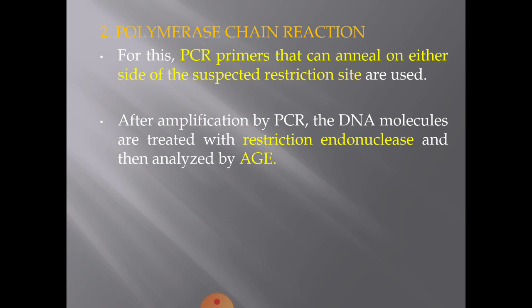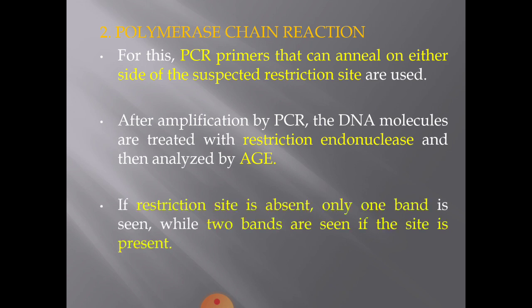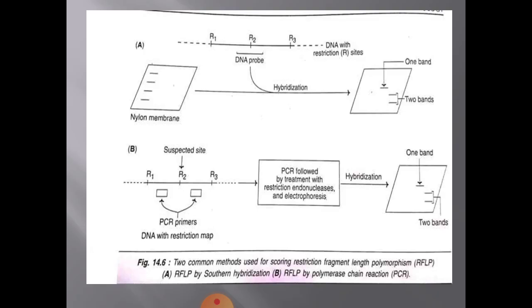gel electrophoresis, same step. If the restriction site is absent, only one band is seen. If the restriction site is present, then you can see two bands. So the same slide I have put here so that you can concentrate on diagram B and compare with A. A is for Southern hybridization, B is through PCR.